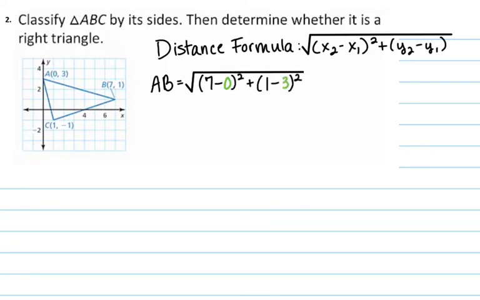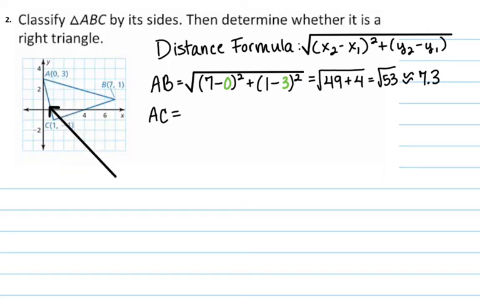And when you subtract and square, you would get 7 squared and 2 squared, which turns into 49 plus 4, or the square root of 53. When you put that in your calculator, you get approximately 7.3 units. Then we're going to work our way around the triangle and go to AC, which is on the left-hand side.